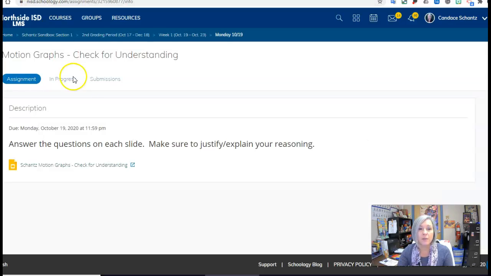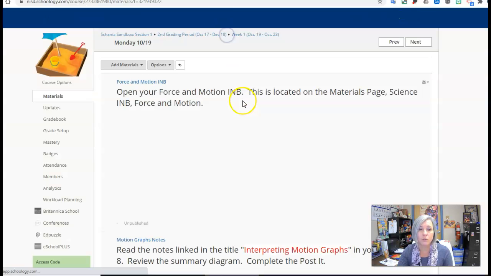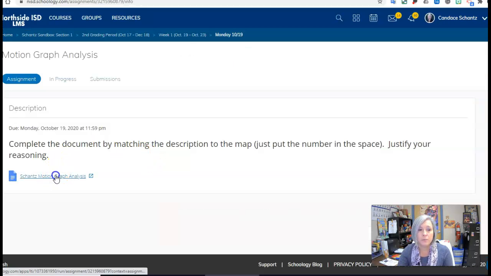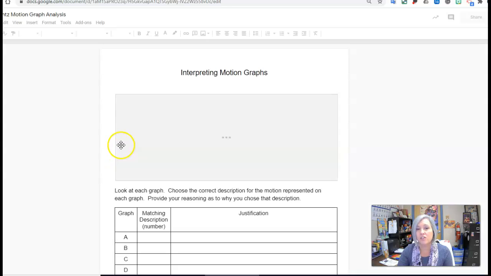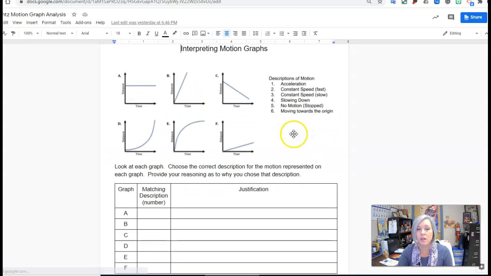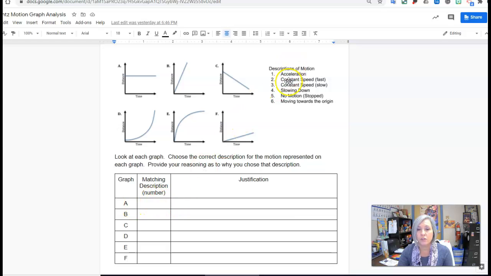When you have finished that, we're going to go back into our Monday folder, and you have an assignment. So you have your motion graph analysis. It's really simple. All you're going to do is match a description to the graph. So you're going to see several graphs, and you see the descriptions. For graph A, whichever description matches, you're going to write the number, and then tell me why you chose that. And then you'll submit this once it is complete.